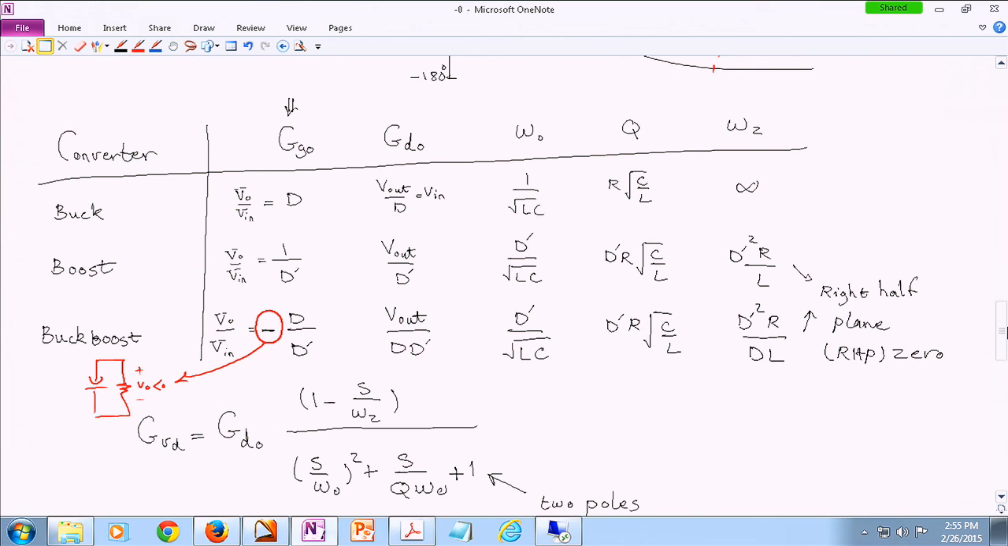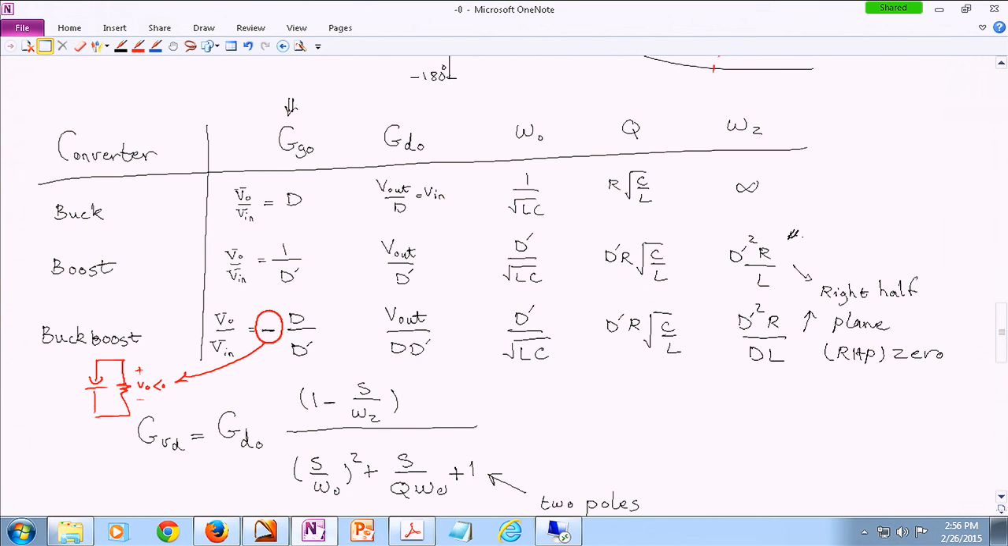But your load resistance is, for instance, 10 ohms. So if you numerically evaluate this, it is a very high frequency right half plane zero. Okay, it's not a very low frequency, and that's actually a good thing. It's a very high frequency right half plane zero.